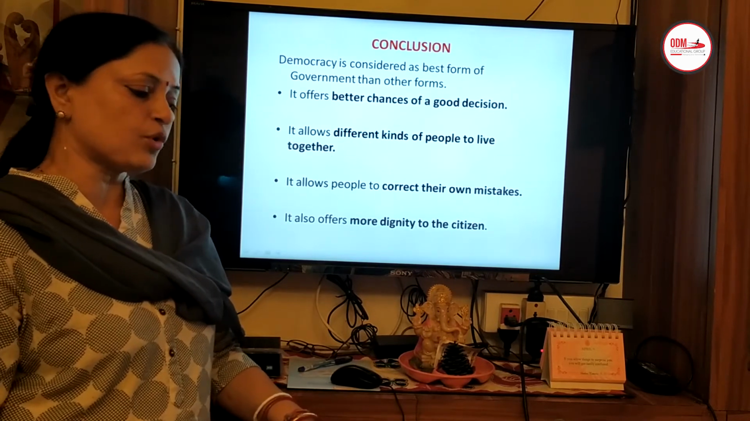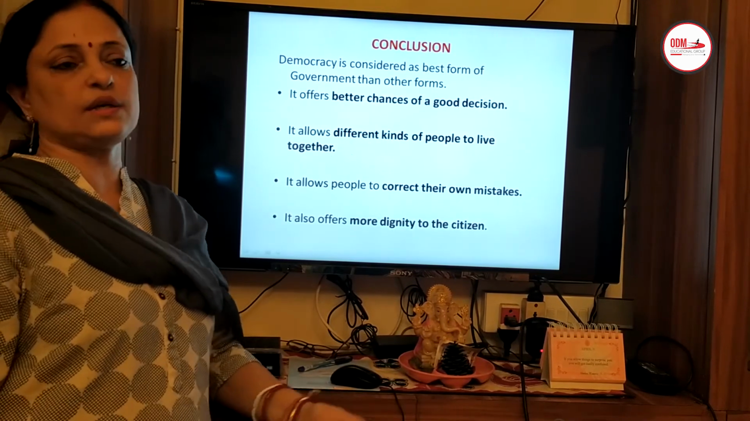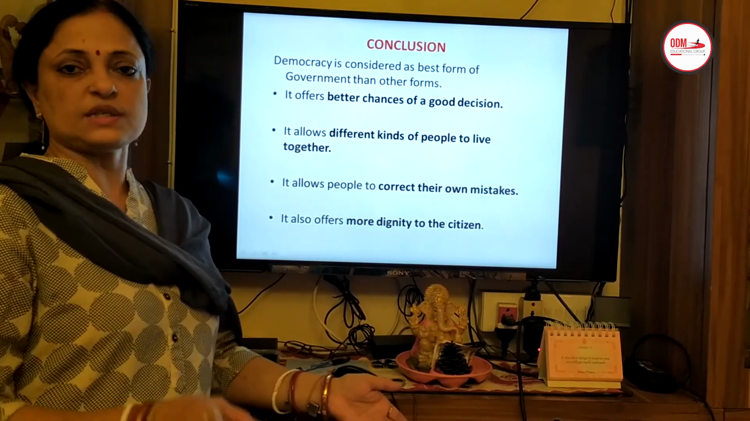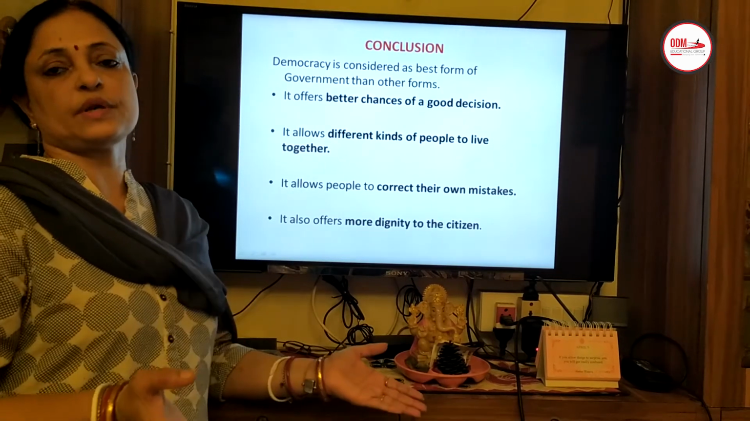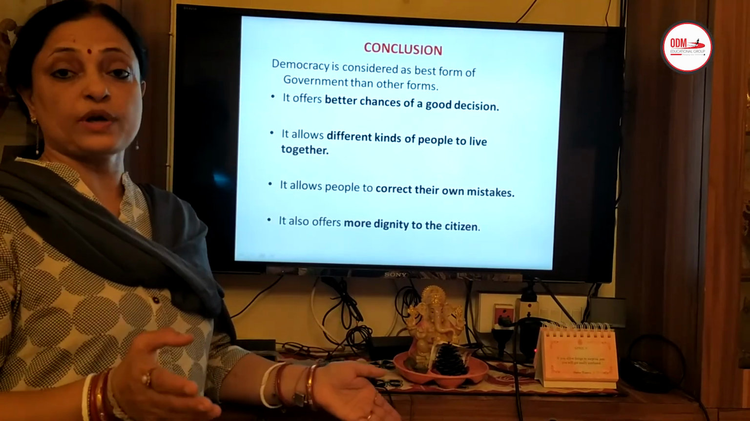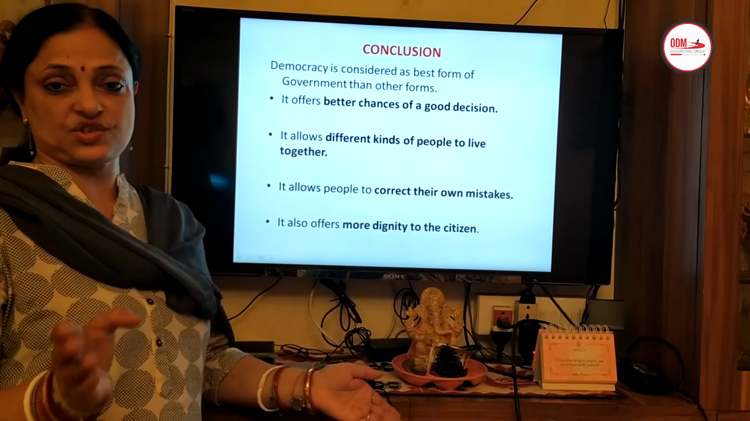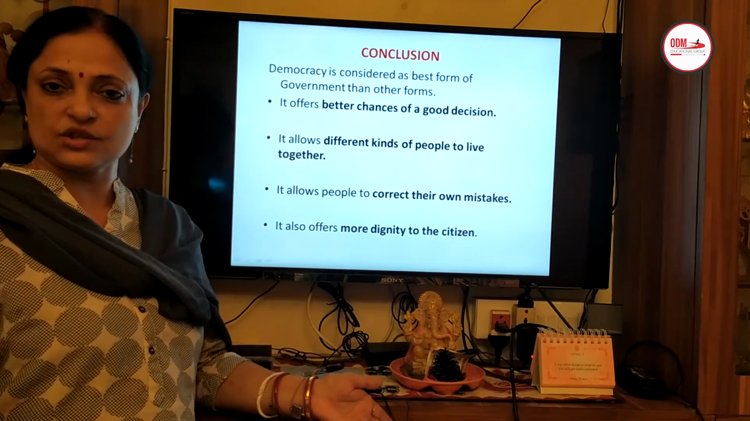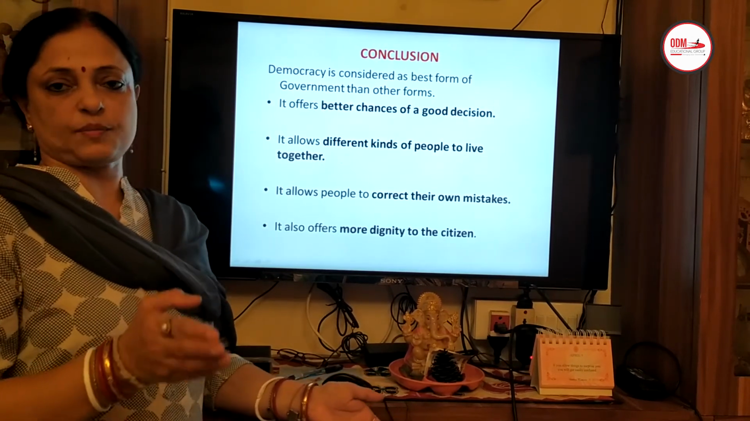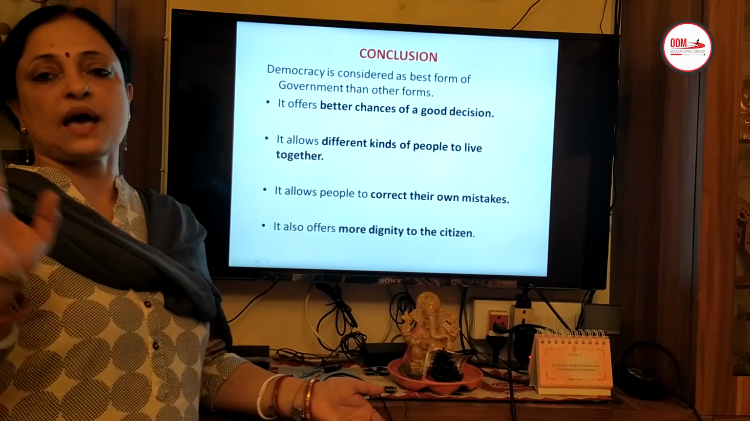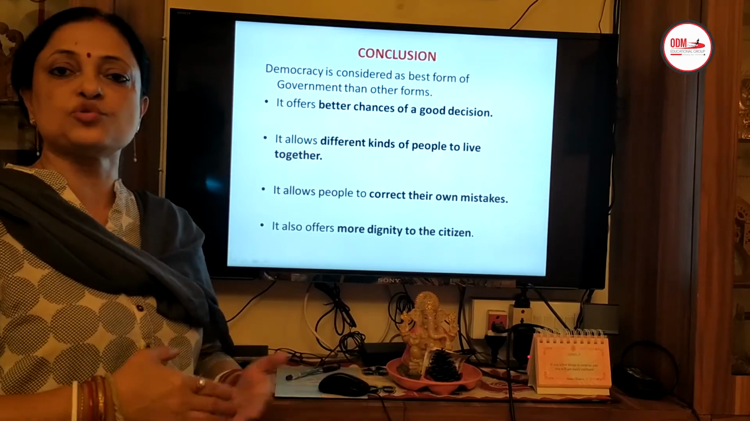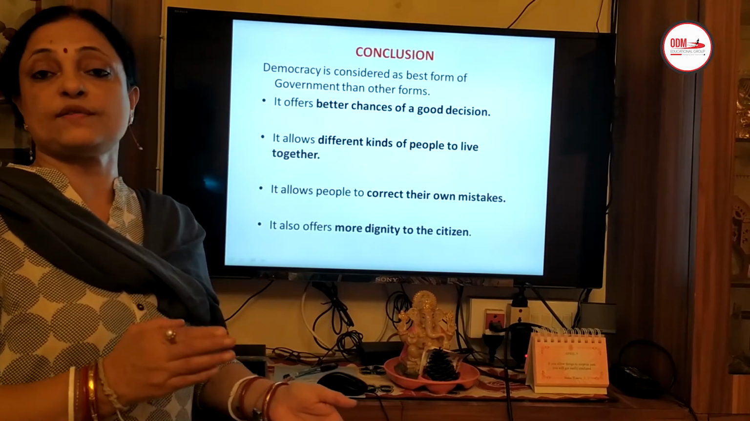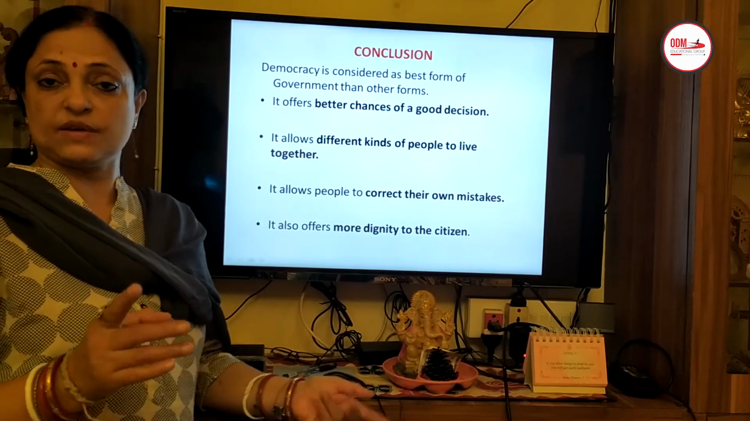Then it also offers more dignity to the citizen. Dignity includes all the political rights given to the citizen. First is the right to vote, that is universal adult franchise, or suffrage, which has the same meaning. What is universal adult franchise? A person who has attained 18 years of age has the right to vote. They can choose their leaders. So the right to vote is a very important right given to the citizen.